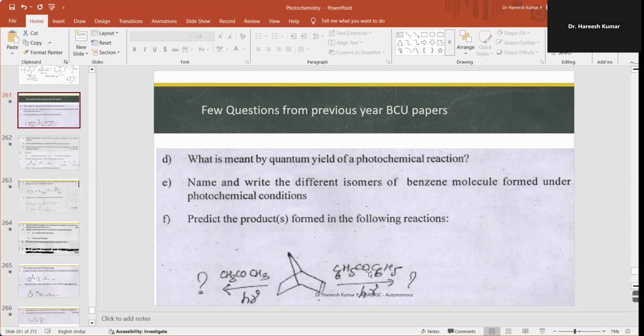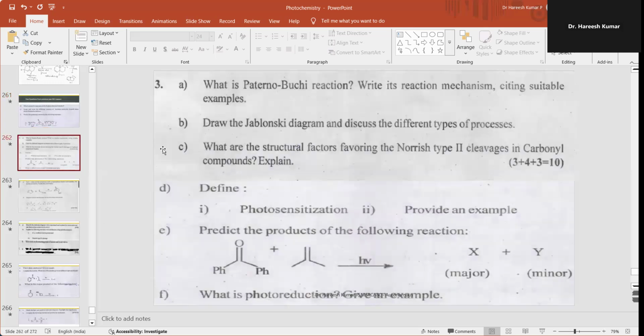Here the sensitizers are different. Benzophenone is on one side, acetone on the other side. Both are sensitizers, and the reactant is the same. Then I will go to the next slide. In the next slide, I am checking the Paterno-Buchi reaction. The Paterno-Buchi reaction means reaction of a carbonyl compound with an olefin. The compounds obtained are oxetane derivatives. These products are from the Paterno-Buchi reaction.